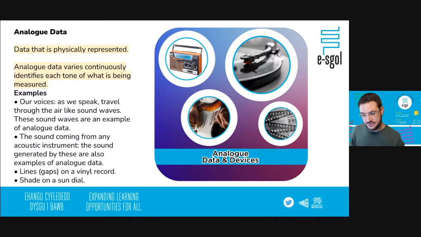Okay then, so what then is analog data? Now we're studying digital technology GCSE, so obviously the word digital is in there. So digital means the way the computers deal with data. So what's analog? Well, analog data is basically how the real world works. Outside of computers, analog data is sound waves that you're hearing right now, grooves on a vinyl record, paint on a canvas. It's everything around us. And analog data is data that is physically represented.